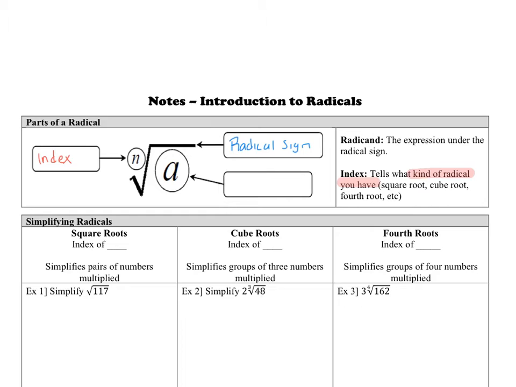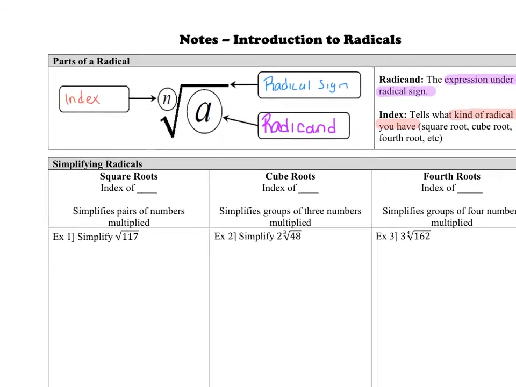Then the last part of a radical is the radicand. That's the number inside, or expression, because you can have variables in there, underneath your radical sign. The expression under the radical sign. Okay? Those are the three parts of a radical. You have the sign, the index, and the radicand.